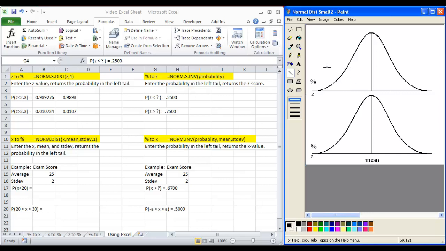In this scenario, we know the probability. So unlike the last two, we know the probability. Let's fill this in first. We know that this one is 0.2500. And how do we get the corresponding z value to go with it?